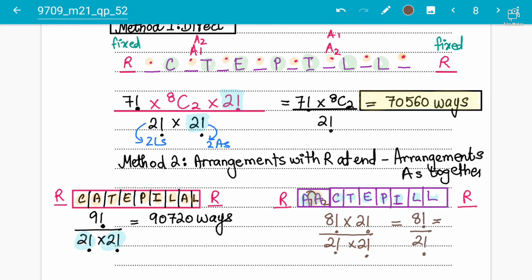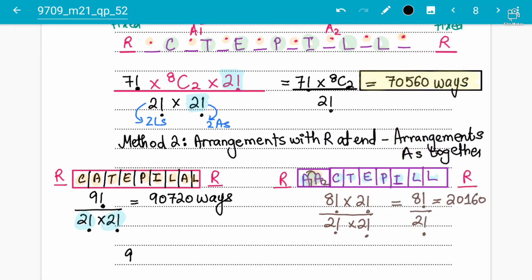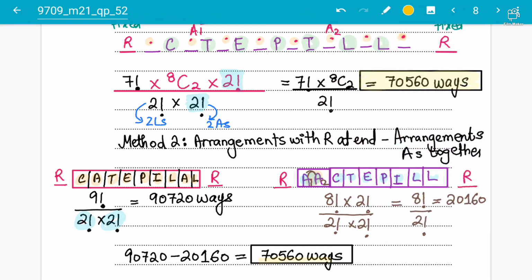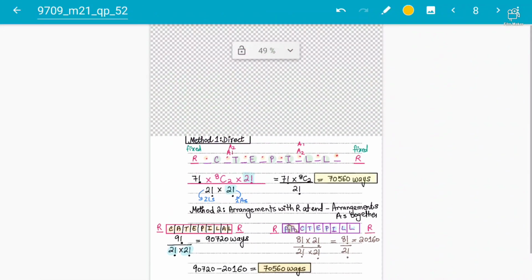Whatever the answer is coming from this, you subtract it, and you are going to get exactly the same answer, students. I have already explained why we are not doing anything for R, because we have fixed it. So here we go, 90,720 minus 20,160 ways. Let's hope that this comes the same. And here we go, students, it is coming the same, that is 70,560 ways. Any questions, I'm available to help answer. This is the answer, 70,560 ways, for the caterpillar question part B. Hope everyone gets the first and second part.